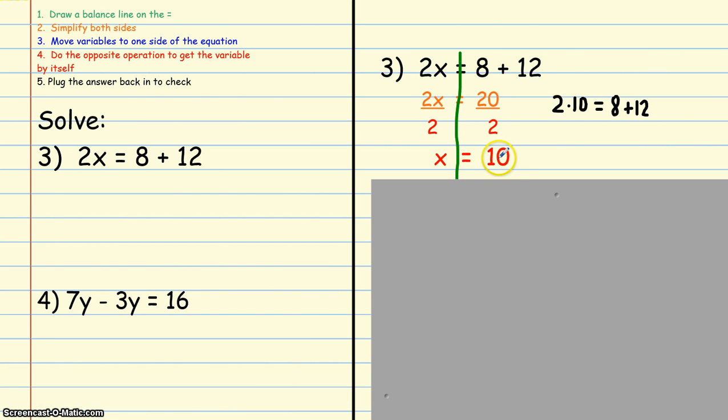Moving on to check, if we substitute 10 back in for x, we get 2 times 10 equals 8 plus 12. 2 times 10 is obviously 20, and 8 plus 12 we already figured out is 20, so we are correct. Excellent. Let's move on to the next one.